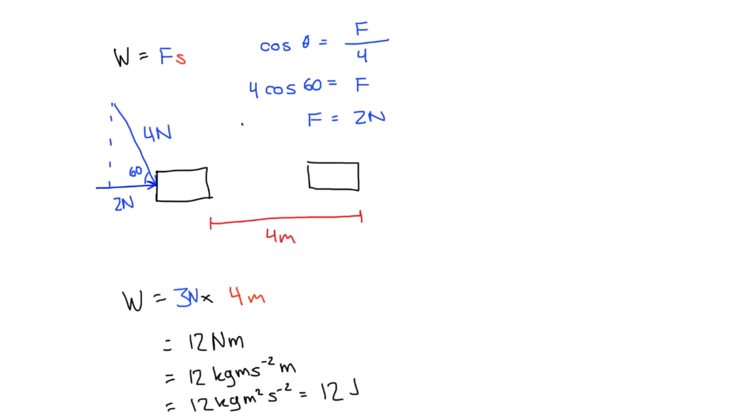So using that, we have a new equation. W is equal to 2 newtons times 4 meters. And so, therefore, using the unit we used before of joules, we get that the work done is 8 joules.